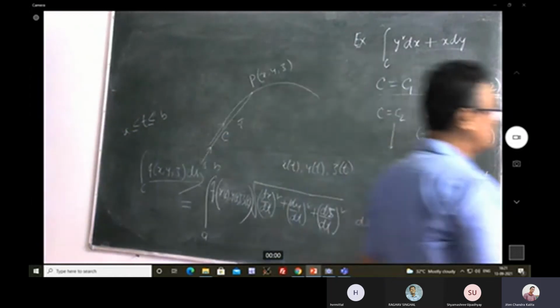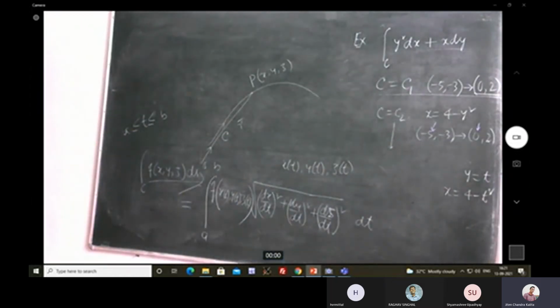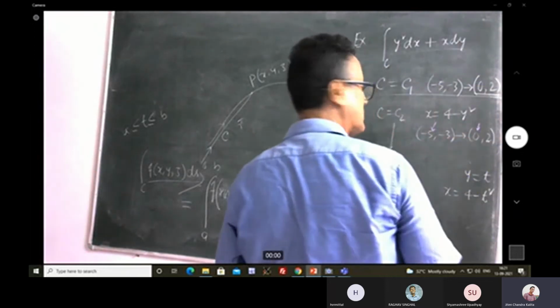So rather, I would like to go to line integral of vector fields. Line integral of vector fields.